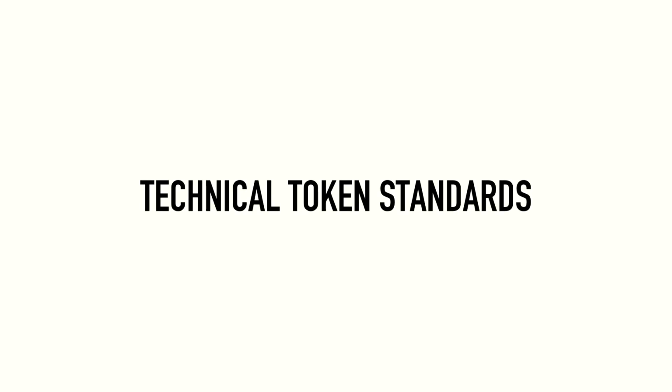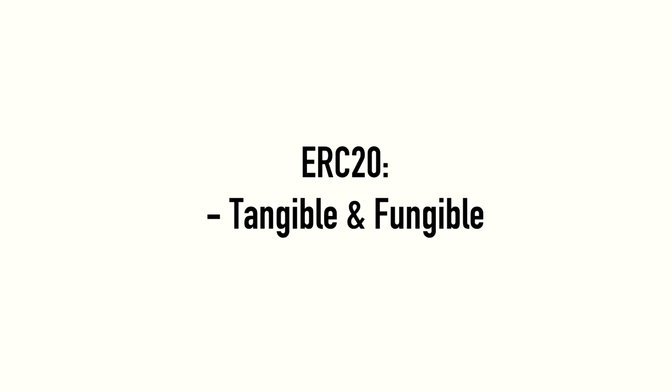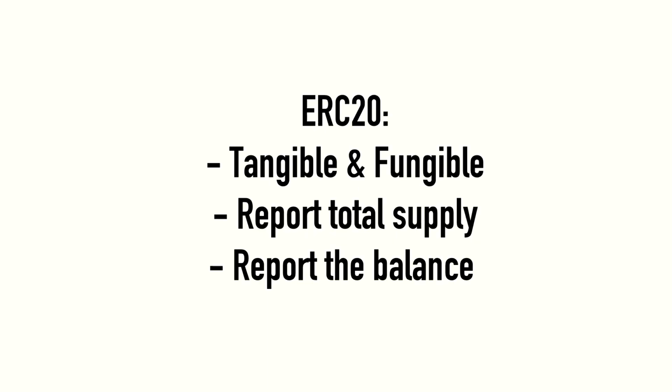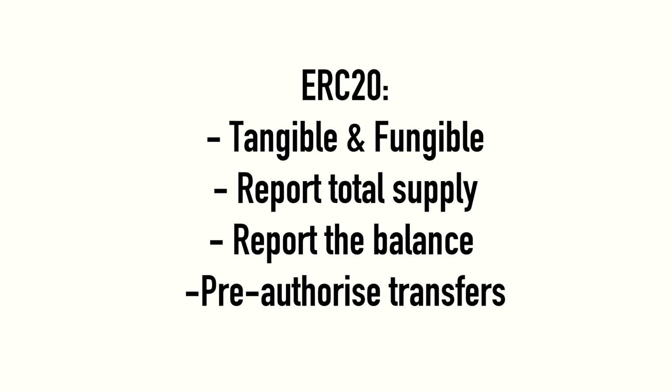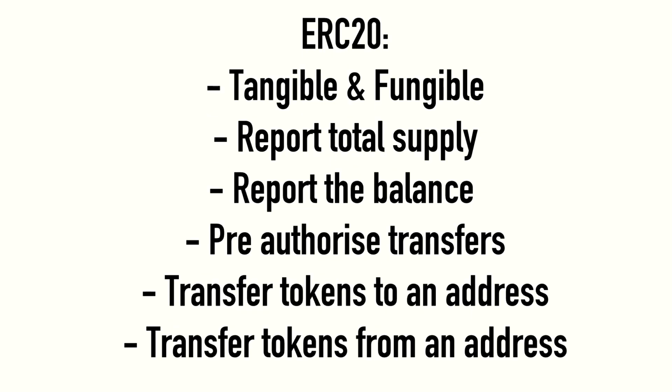Now onto the technical token standards. You're going to hear the terms ERC20 and ERC721 thrown around a lot in this world. So let's explain it. ERC20 tokens are tangible and fungible. They are computer programs that must report total supply, report the balance for specific accounts, pre-authorize transfers, transfer tokens to an address, and transfer tokens from an address.